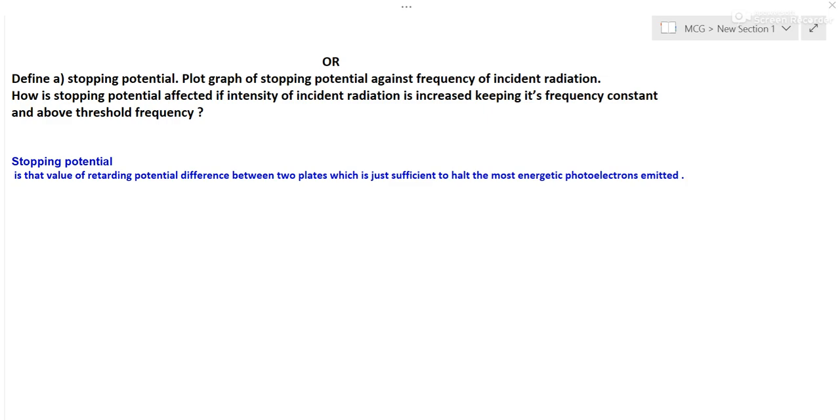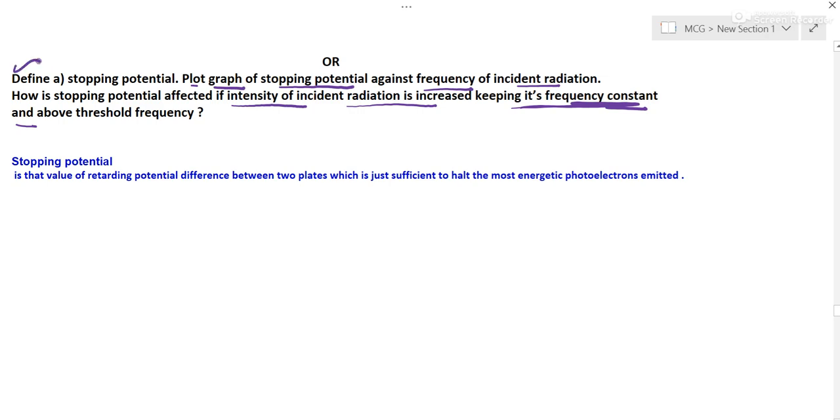So the next question is: define stopping potential, and plot the graph of stopping potential against frequency of the incident radiation. Then they have added more to it: how is stopping potential affected if the intensity of radiation is increased, keeping its frequency constant, above threshold frequency? So let us discuss the question.